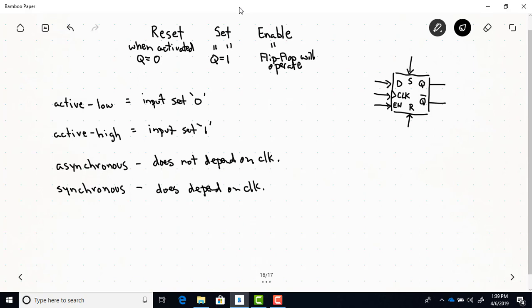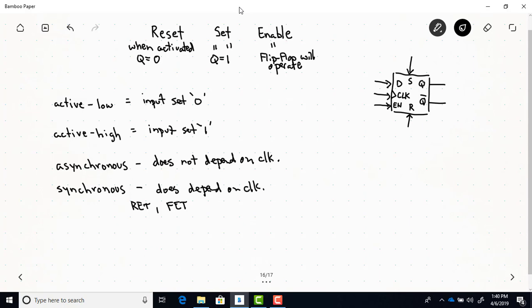So a synchronous input depends on the clock, and it's either going to depend on the rising edge of the clock or the falling edge of the clock. So if you have a synchronous input for a rising edge triggered flip-flop, it's not enough just to activate the input with a 0 or a 1. You also, at the same time, have to have the appropriate transition of the clock occur. I think the best way to see the difference between asynchronous and synchronous is through a timing diagram.